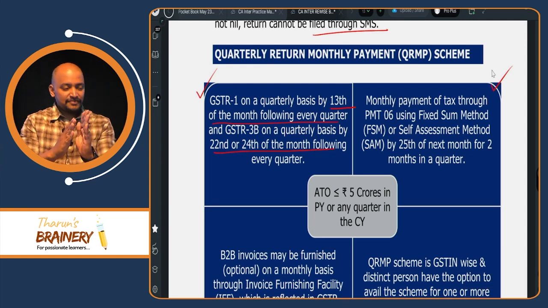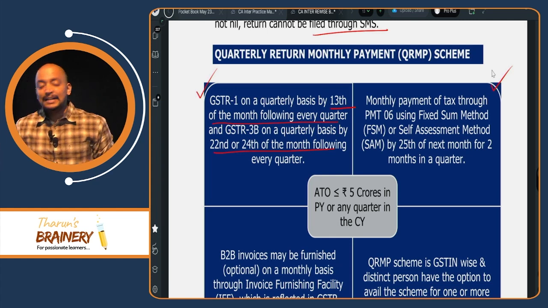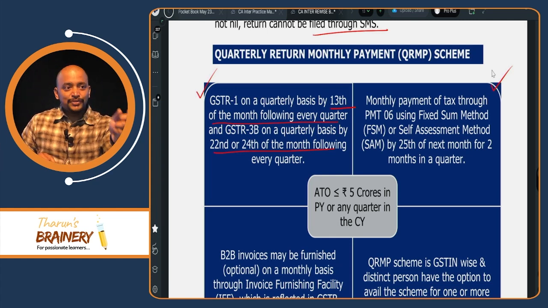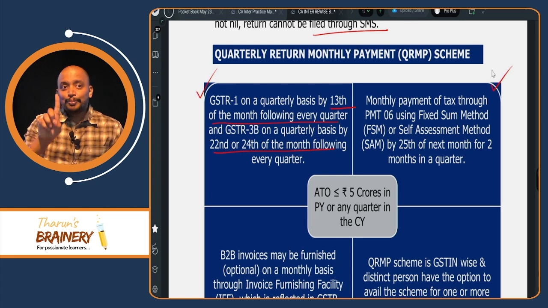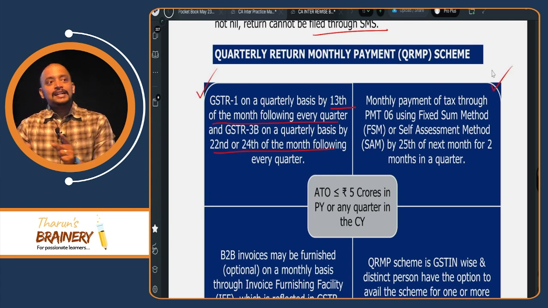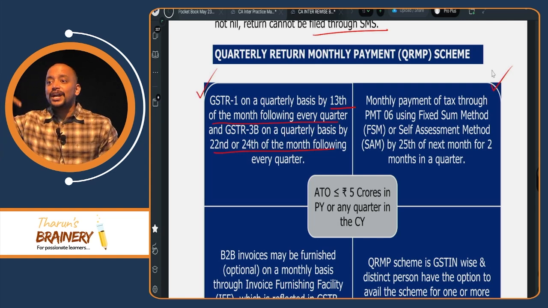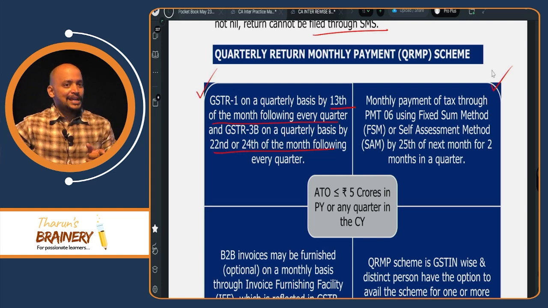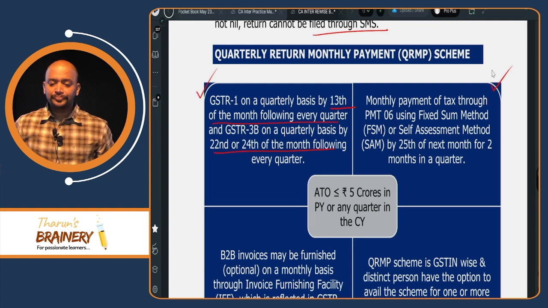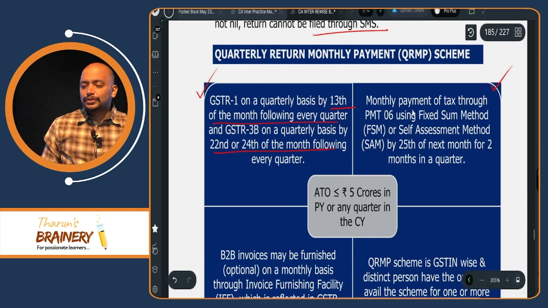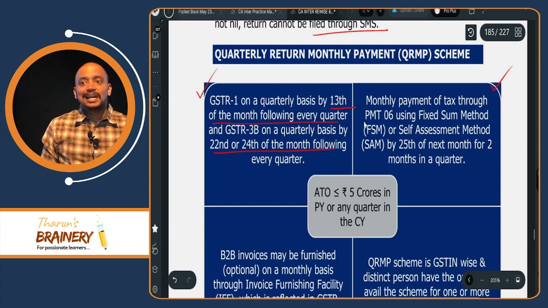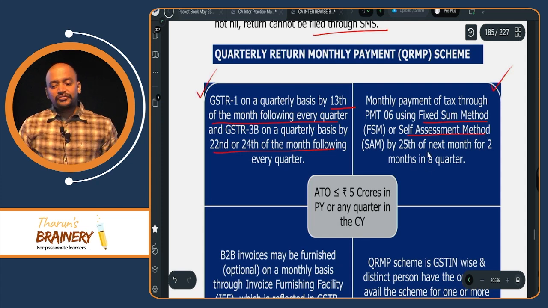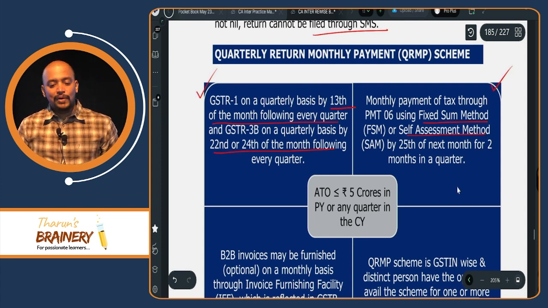First month, for example, April to June quarter. April, you pay by 25th May. May, you pay by 25th June. What about June? Anyhow, for April, May, June, you file GSTR 3B by 22nd July or 24th July. At that time, you pay the liability. So payment is through PMT-06 Challan, under either the fixed sum method or the self-assessment method, by 25th of the next month for 2 months in a quarter.